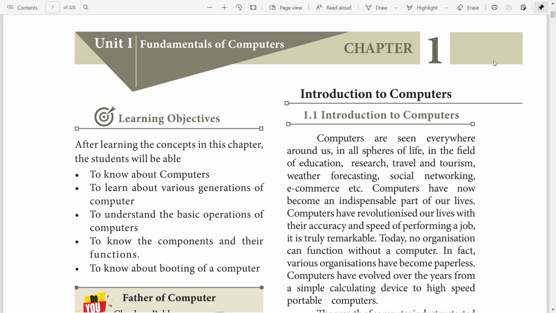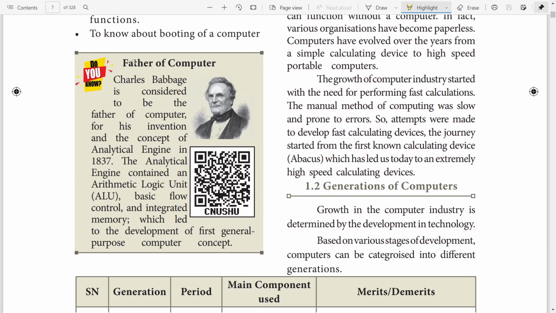Unit 1, Fundamentals of Computers. So first, father of computer.